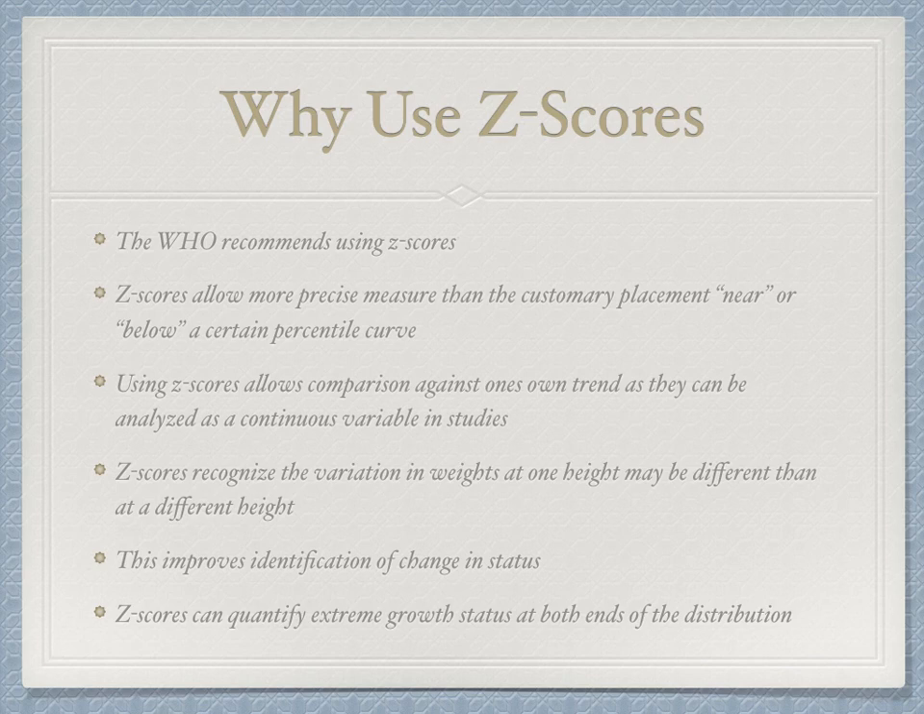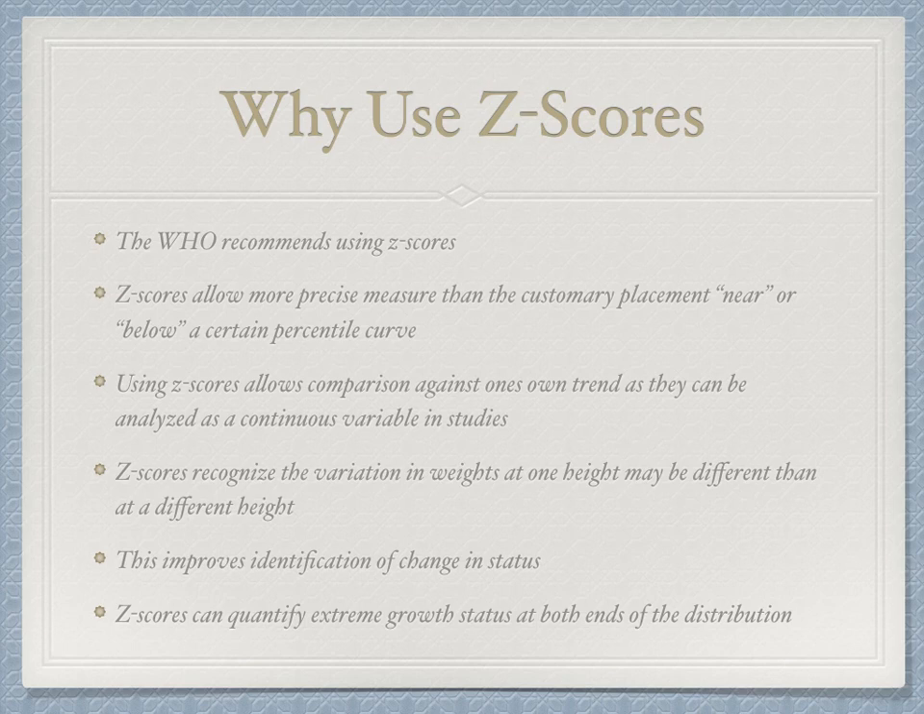So why use z-scores? First, the WHO recommends using z-scores to track anthropometrics. Z-scores allow for more precise measures than the customary placement of near or below a certain percentile curve. Using z-scores allows comparisons against one's own trend, as they can be analyzed as a continuous variable in studies. As an example, everyone's z-score trend is unique to themselves.